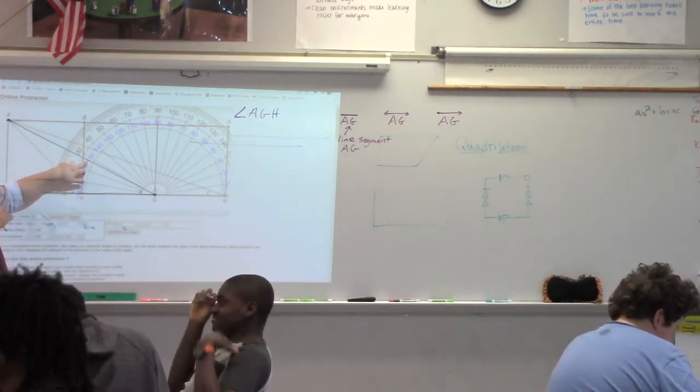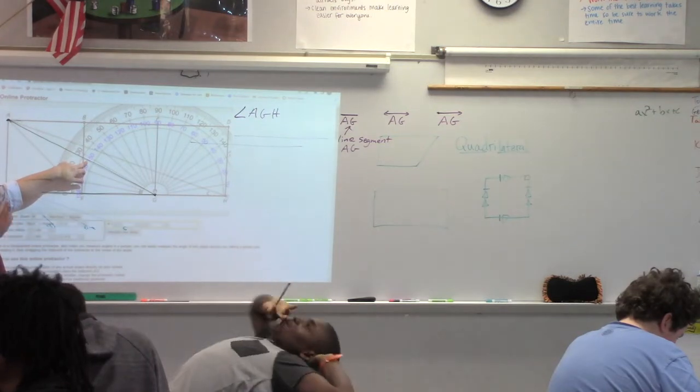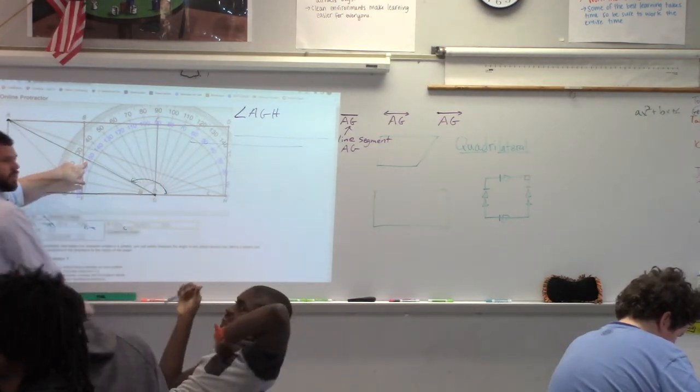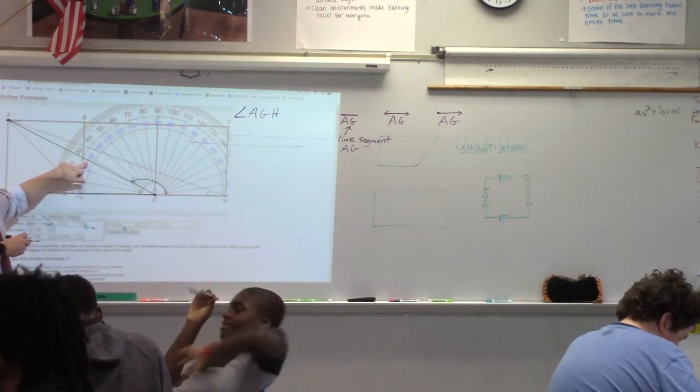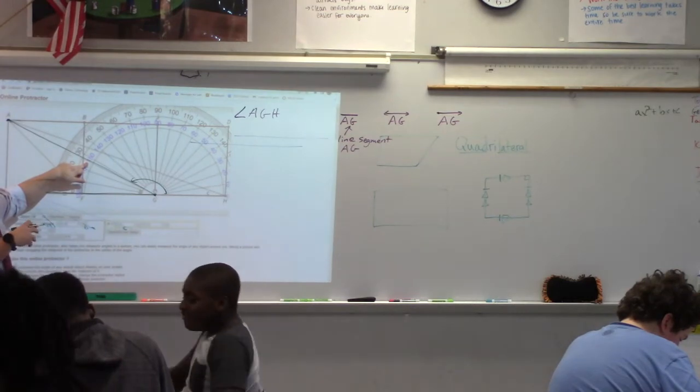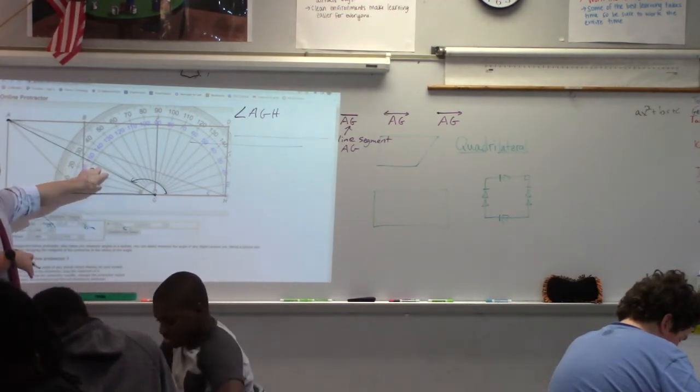Remember, if it's more than 90 degrees, what's the name of that type of angle? Obtuse. Notice the obtuse angle is here. I don't want the obtuse angle. I don't want the one more than 90. I want the one less than 90. I want that acute angle.